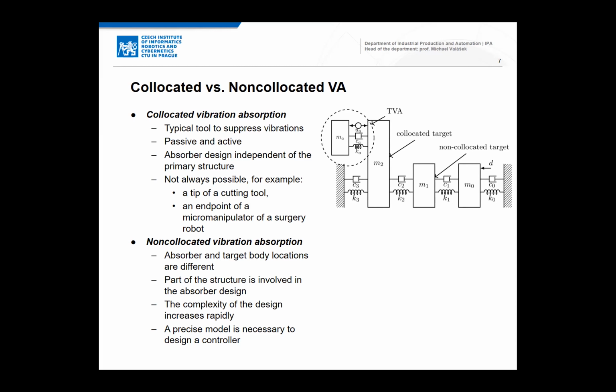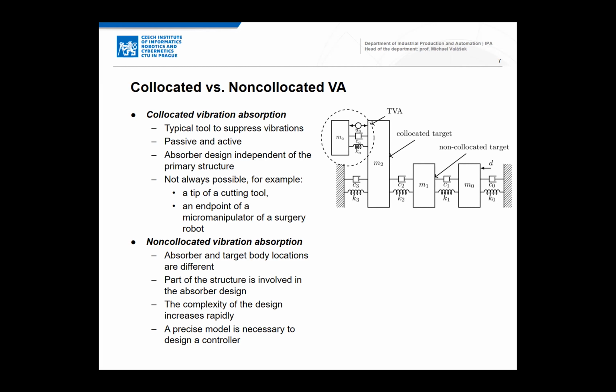You can see here that we want to stop the vibration of one body, and the absorber is located in a different part of the multi-body structure. Those positions are different, and in this example, the body M2 is used as a part of the substructure to suppress vibrations at the target body M1. That's the non-collocated case.